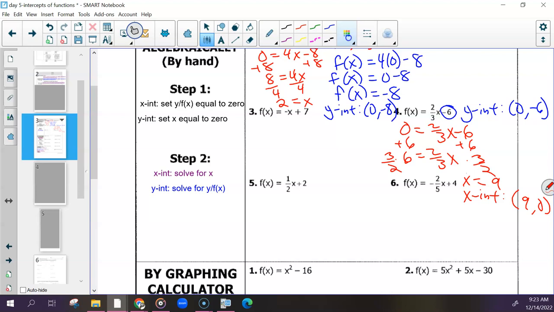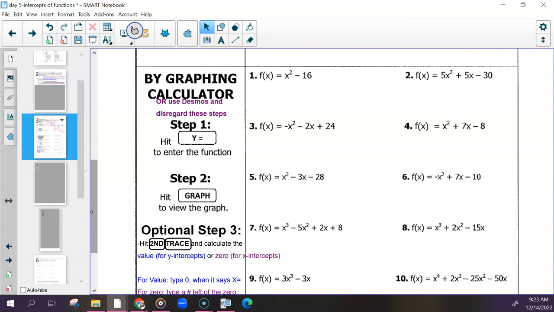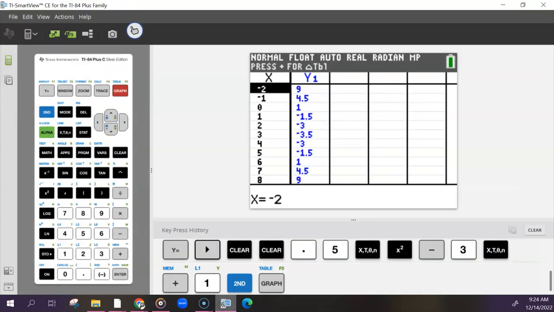Then there are some where we haven't talked about how to find the zeros of these yet. Later in this class we will, but not right now. So I'm going to show you how you would do this on the calculator. Very similar to what we were doing before, but a little different. So we're going to do numbers 2 and 7. Take number 2, put it into your y equals. If there's anything in your y equals, clear it out.